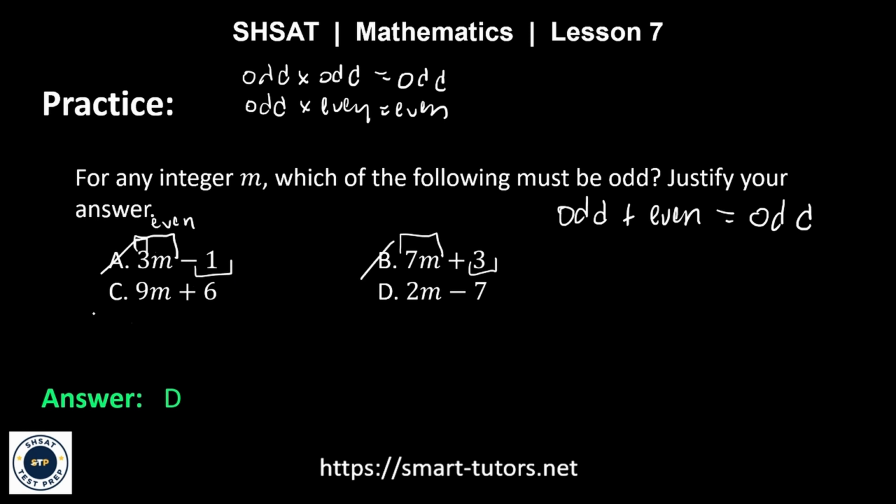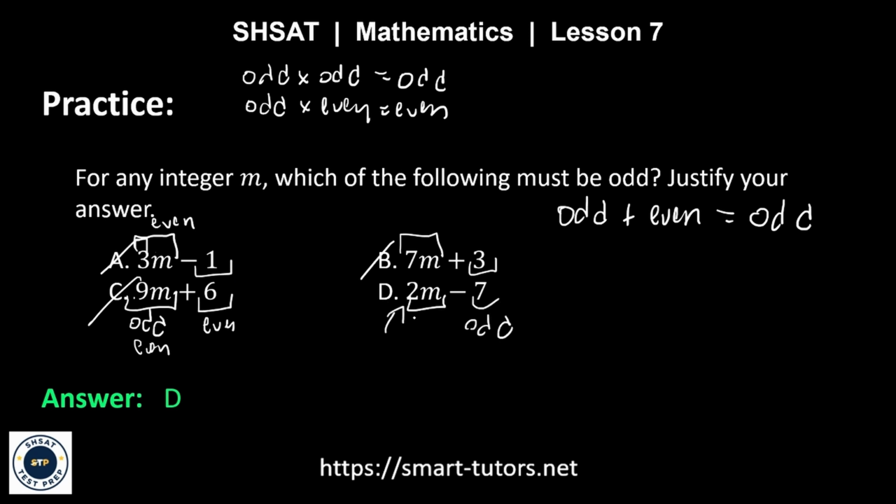So it's not B. And 9m plus 6, so this is even, so we can try to see if this number can be odd. But once again, odd times odd can also give us odd, and odd times even can also give us even. So if we by chance have even plus even, that will not give us odd, so it can't be C.